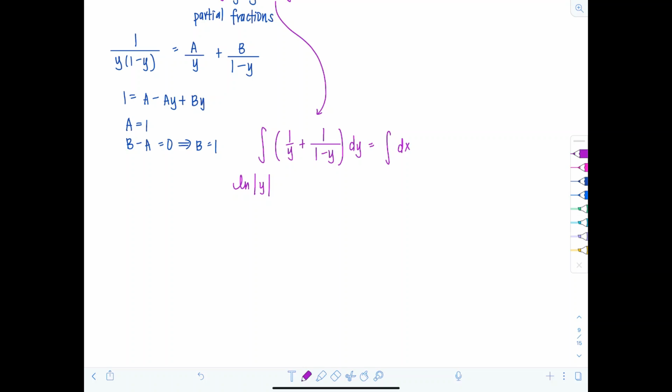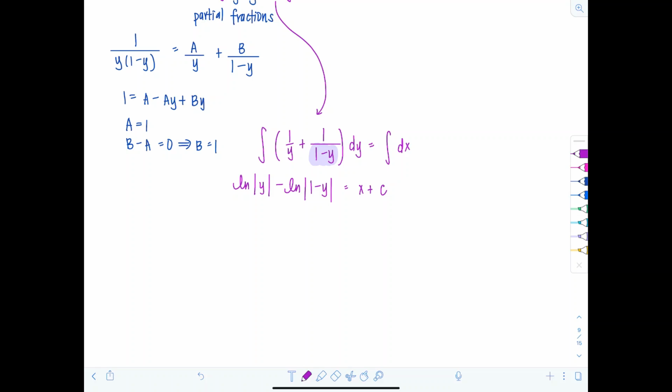y. And then be careful, if we integrate 1 over 1 minus y, you're going to pick up a negative, right? You don't have to do a u-sub, but if you did, then you would pick up that extra negative. So just throw it in here now. Minus ln absolute value 1 minus y equals, and then on the right-hand side, all we have is little dx by his lonesome. So you're anti-differentiating 1, it's just going to be x plus c.